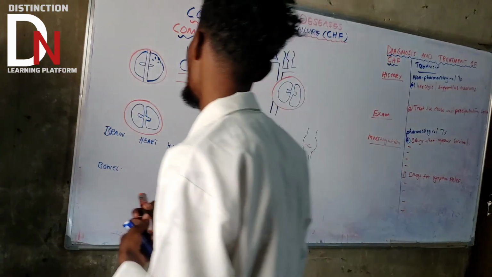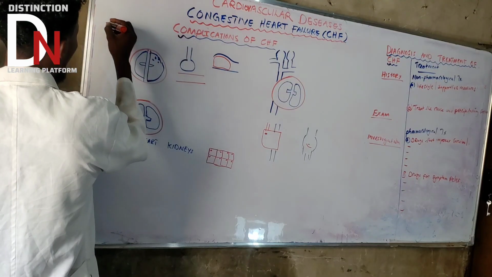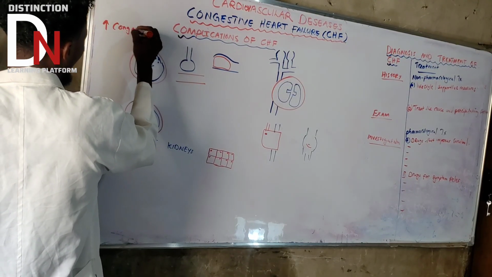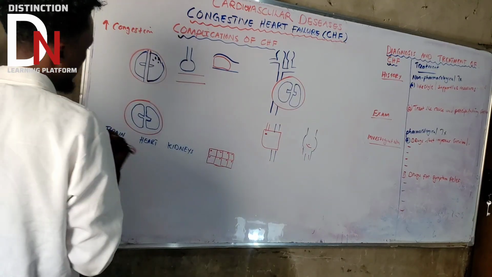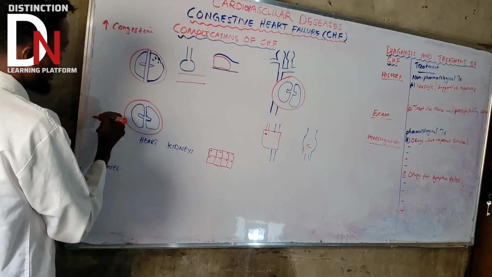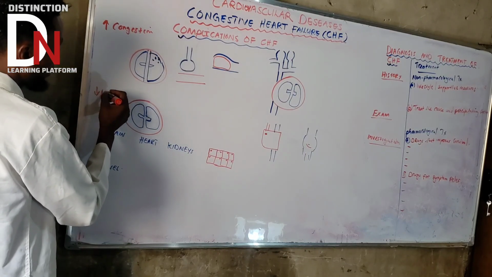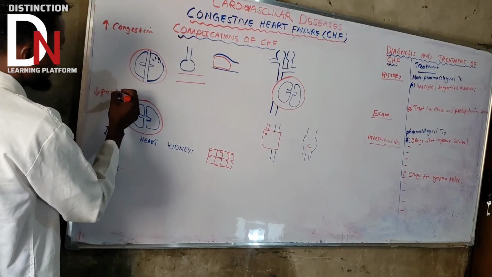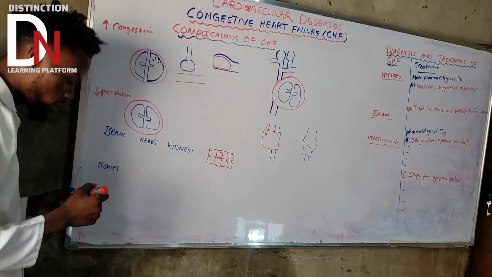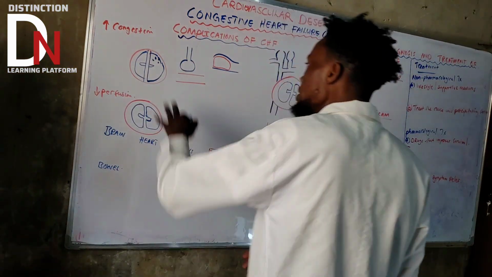So what are we saying? The first complication that we talk about is increase in congestion. The other complication that we talk about is decrease in perfusion, or tissue perfusion. So we'll talk about this: two important classifications of complication. Okay, let's start with this one.